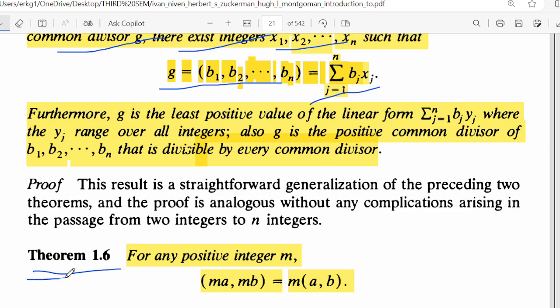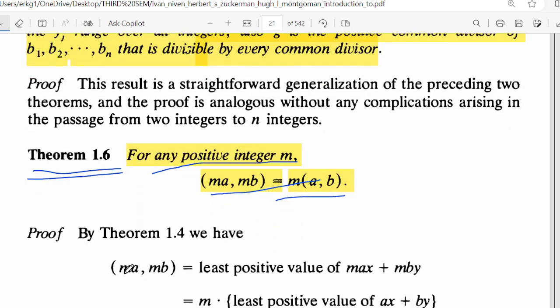Theorem number 1.5 says for any positive integer m, GCD of ma and mb is equal to m times GCD of a and b. So we know in theorem 1.4, GCD is the least positive value of ax plus by, where x and y belong to the set of integers.